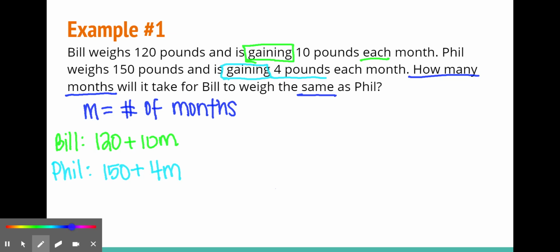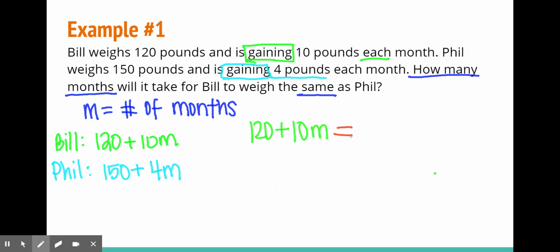Since I want them to weigh the same, this means that Bill's weight, which is 120 plus 10m, has to be equal to, because the same means equal to, Phil's weight, which is 150 plus 4m. And I set these equal to each other because I want to know when their weight will be the same. Now, from here, I can go through and solve my equation with variables on both sides.